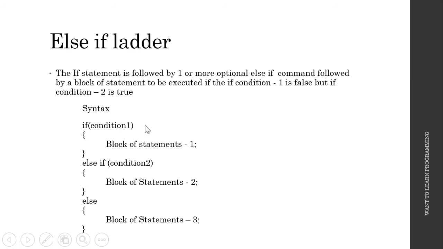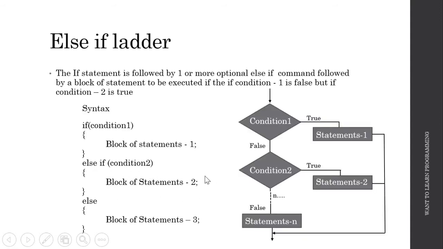If condition 1 is true, then block of statements 1 will be executed. Else, if condition 1 is false and if condition 2 is true, then block of statements 2 will be executed. Else, if condition 1 and 2 fail, then block of statements 3 will be executed. So let's look at this flow diagram.